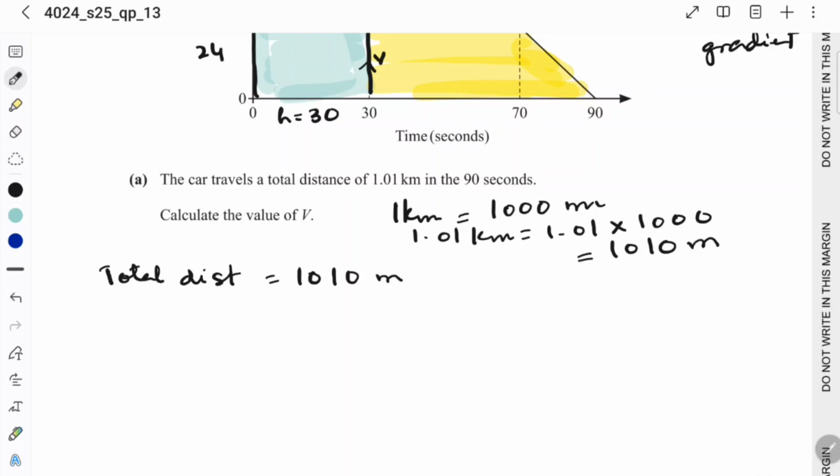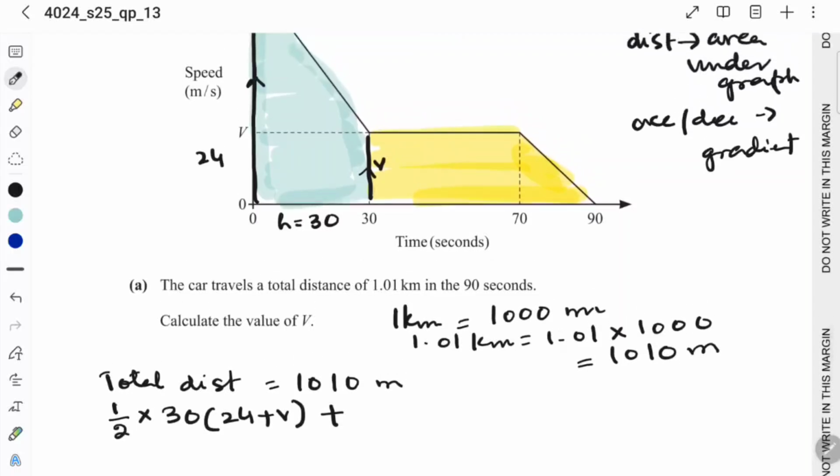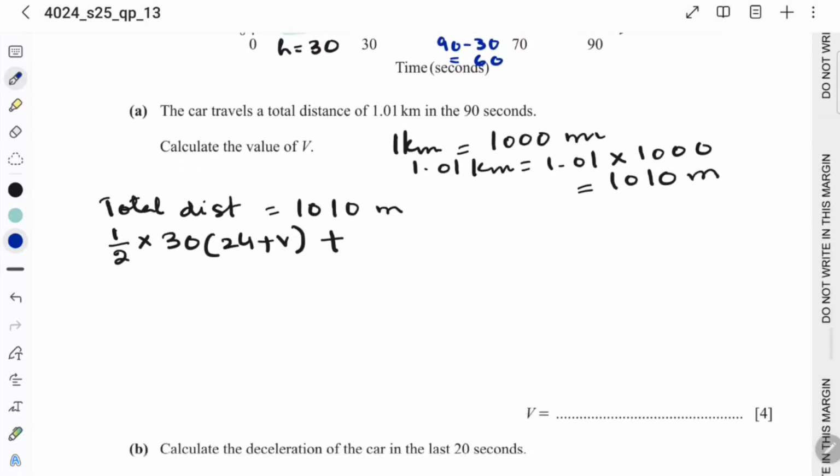The answer remains the same. So half the first trapezium is half times height into sum of parallel lines, 24 plus v, plus the other trapezium. Just look at the other trapezium. The other line is this much, which is 90 minus 30, which equals 60. Okay, look at the marks, 4 marks.